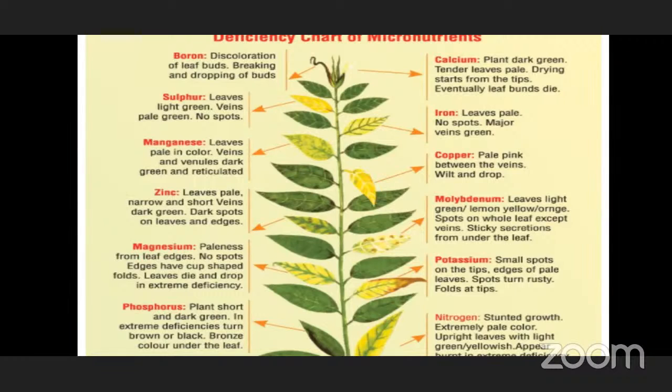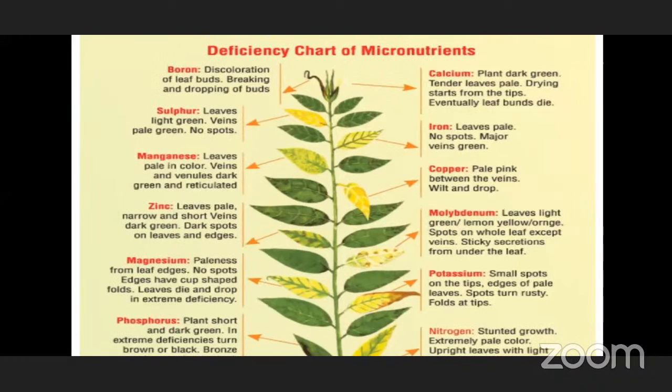In manganese, leaves are pale in color, just like magnesium. Veins remain dark green and reticulate. Whereas in iron, leaves also turn pale. They don't show any spots. Major veins remain green. In sulfur, leaves turn light green and veins also turn pale green. No spots are present in sulfur.